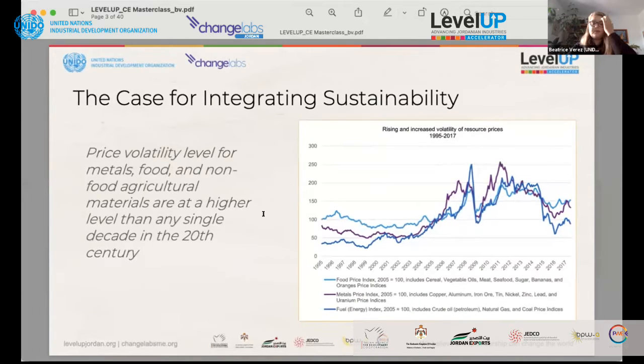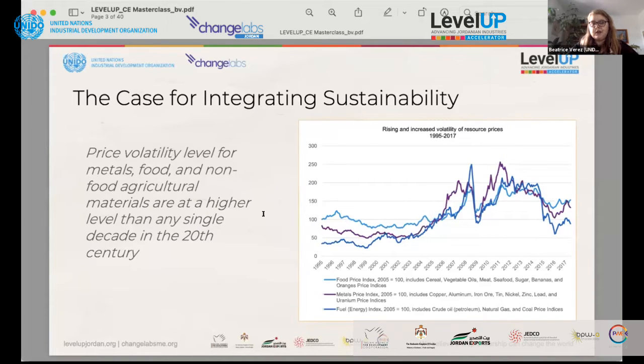So going back to the case for integrating sustainability, it's very clear with the COVID crisis, but even with the more recent crisis in the Suez Canal, that there is volatility in prices and in supply chains in general, which means there is increasing instability in the prices of certain key raw materials, whether that's metals, of course fossil fuels, but also food and non-food agricultural materials. Just to show you this graph very quickly, you can see how that volatility has increased, even just compared to 1995. Of course, you see a spike in 2008 because of the economic crisis, but that has continued to define the way that resource prices are fluctuating at the moment.